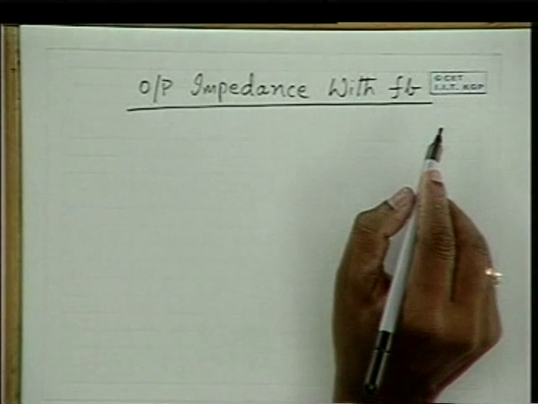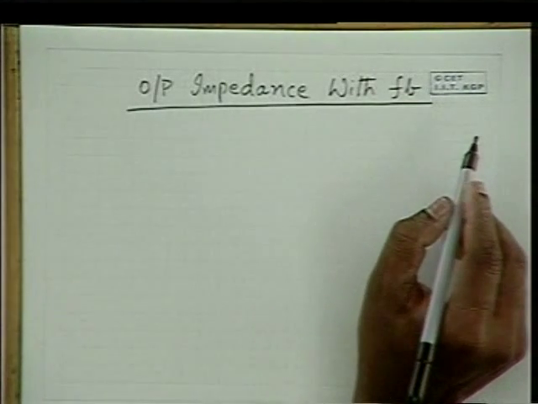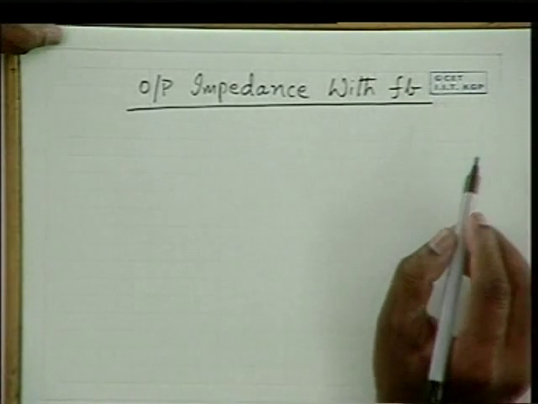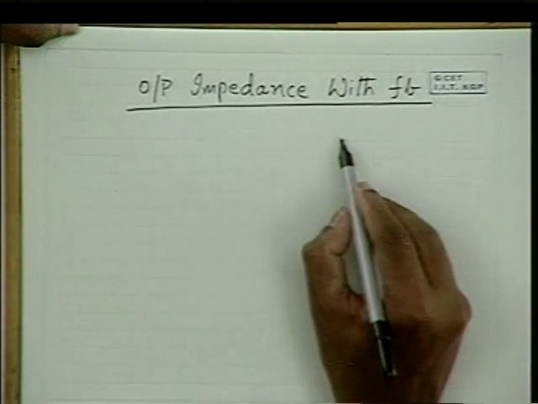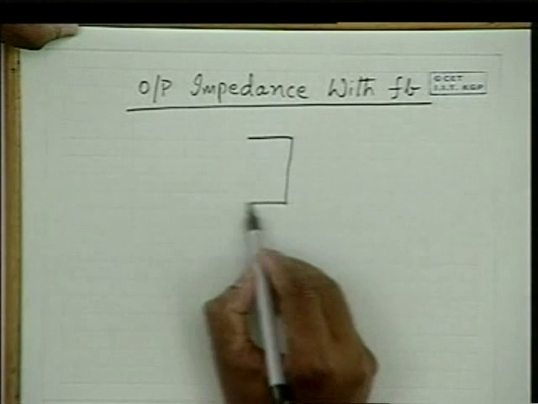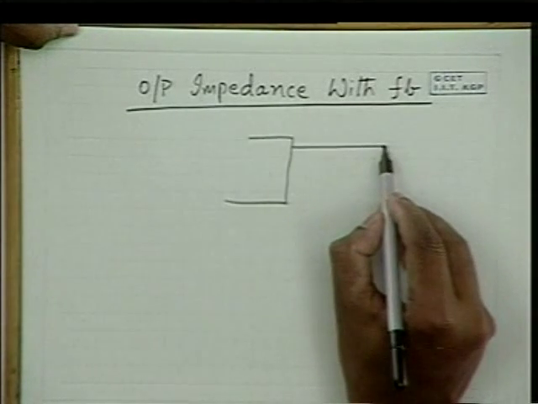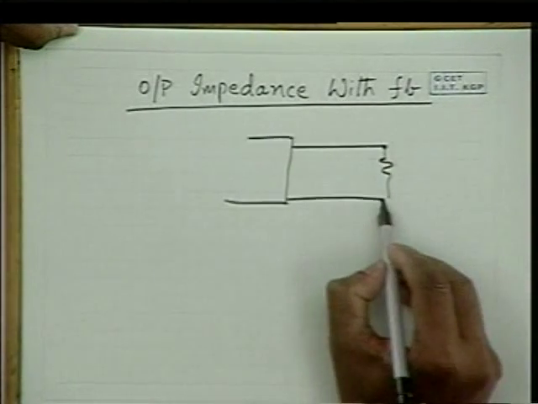Effect of feedback on output impedance. We have two different connections on the output side. So this is the amplifier and this is the load RL.